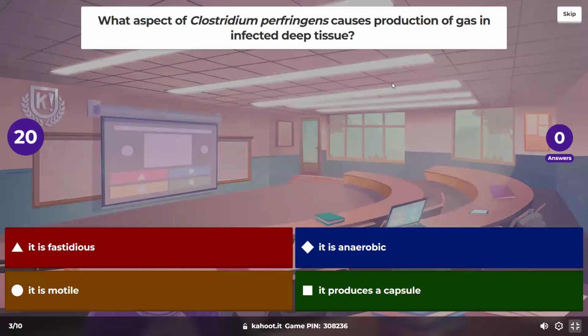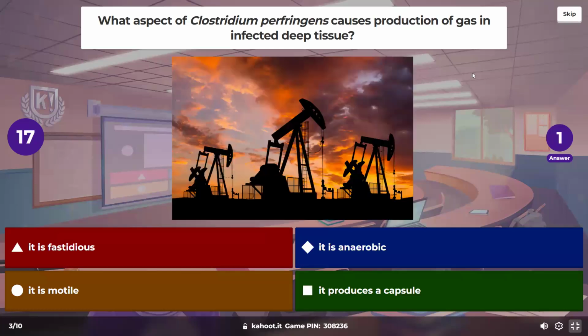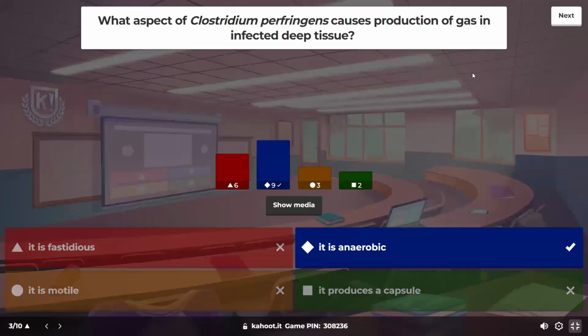All right, what aspect of Clostridium perfringens causes production of gas in infected deep tissue? There's a certain feature about it that leads to its deep tissue infection, and the gas that it produces relates to its process. All right, so this is relating to the fact that it is anaerobic. This is an anaerobic organism, and when it gets deep into the tissues where it is not exposed to oxygen, then it is able to become vegetative and produce its toxins, as well as undergo its anaerobic respiration, where we have production of byproducts of gas. These are typically going to be H2S, which is hydrogen sulfide gas.